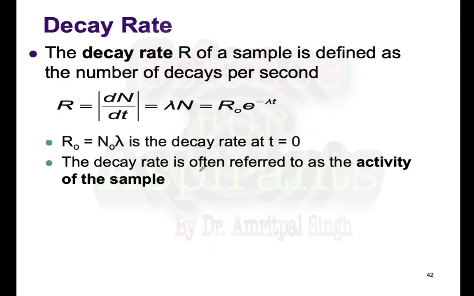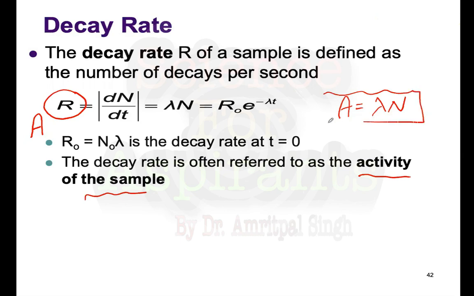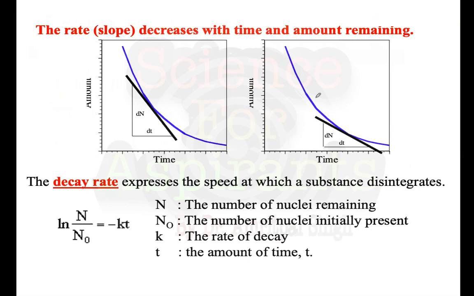And after that, the decay rate. The decay rate of a sample is defined as the number of decays happening per second, and it is also known as the activity of the sample. It can be denoted as A, or by the symbol R, and this decay rate or activity is equal to lambda times N, where N is the number of particles at the start of the reaction. This decay rate decreases as the amount changes from time to time.